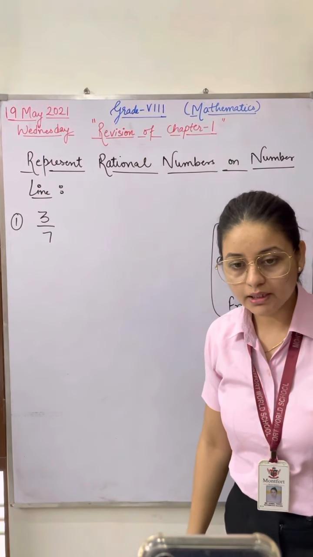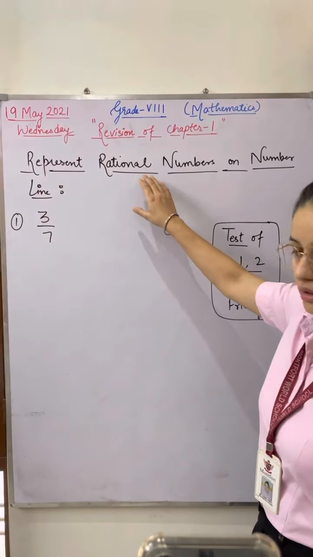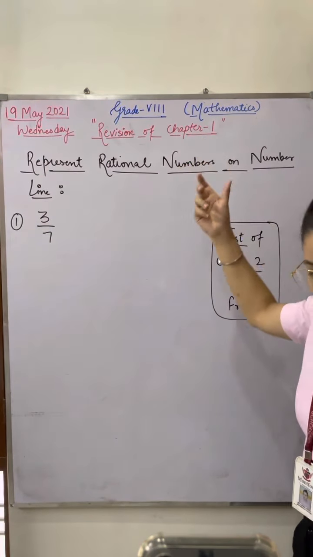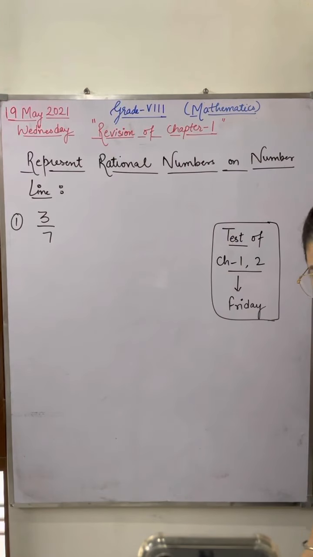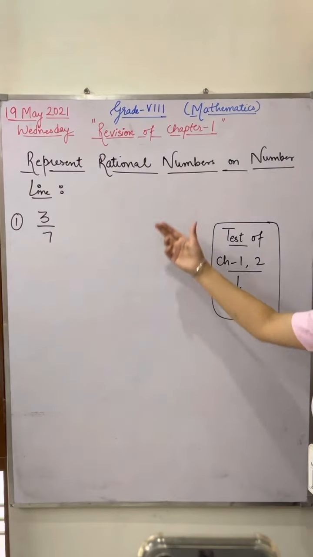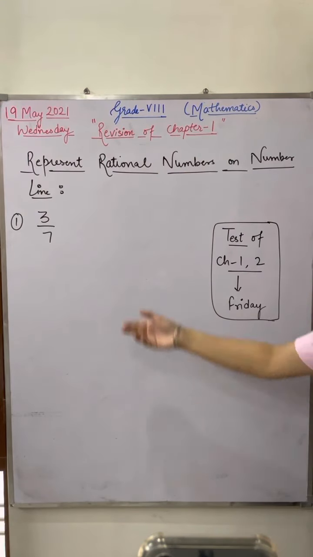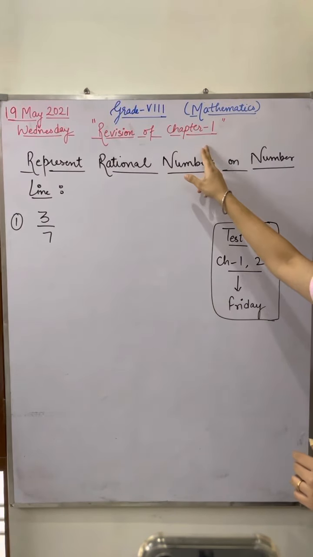Good morning everyone. Today we are going to discuss some other concepts of chapter 1. Yesterday this was the problem some students were facing. They were having doubts: Ma'am, how can we find the rational numbers between two rational numbers and how can we represent them on the number line? So today I'll discuss these concepts of chapter 1 in the class.